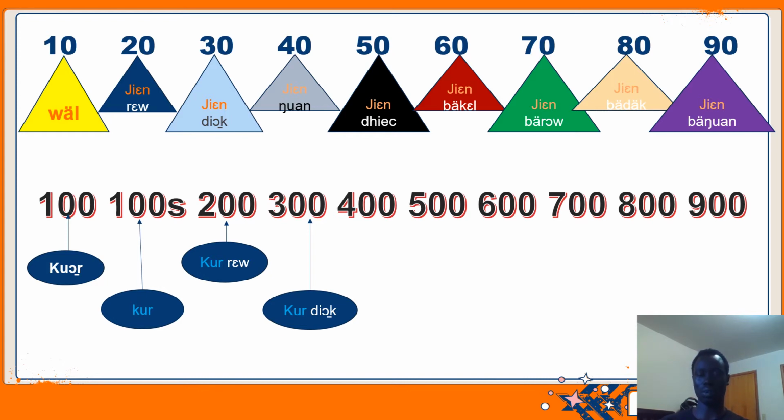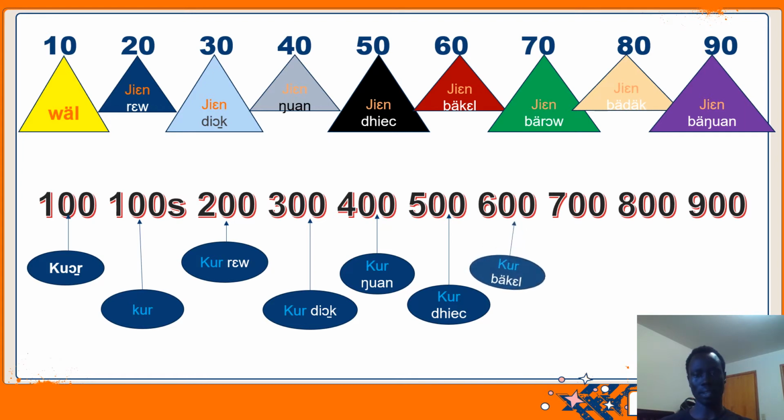You might have learned that Nuer is the reverse of English. So English would say 3 first and then 100. But the Nuer says 100, 3. So kuër diok. Kuër ŋɔan, 400. Don't say in English, well, 100, 4. That would be 104. But this is 400. Kuër diej, 500.